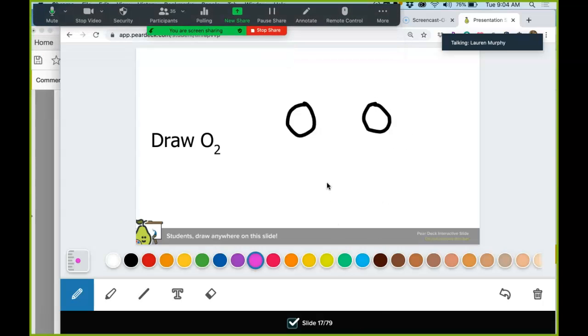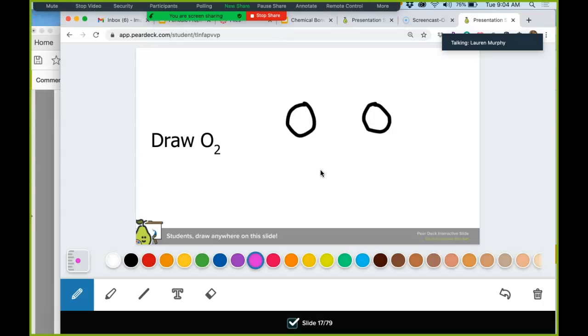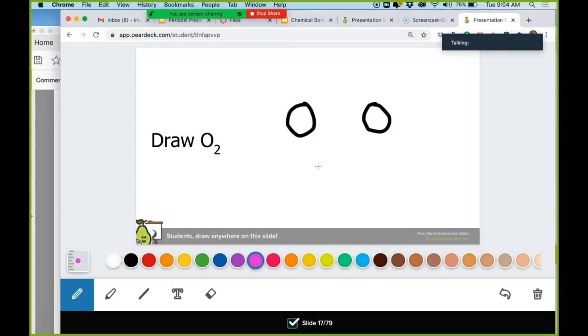So you go to your periodic table. It has how many valence electrons? 6. Thank you. 1, 2, 3, 4, 5. Now, I know I'm going to probably end up bonding here, so I'm going to draw my second one here, 6. Okay? And then this oxygen also has 6. 1, 2, 3, 4, 5, 6.